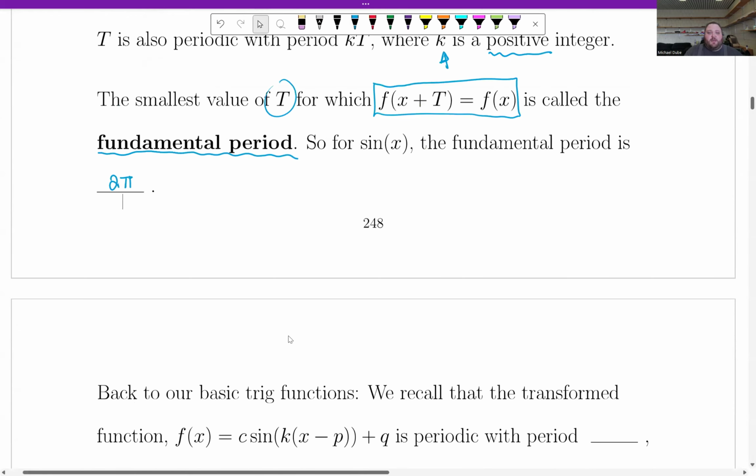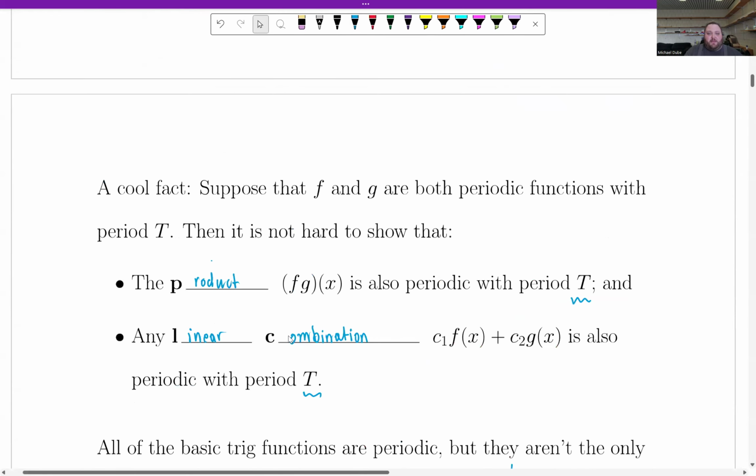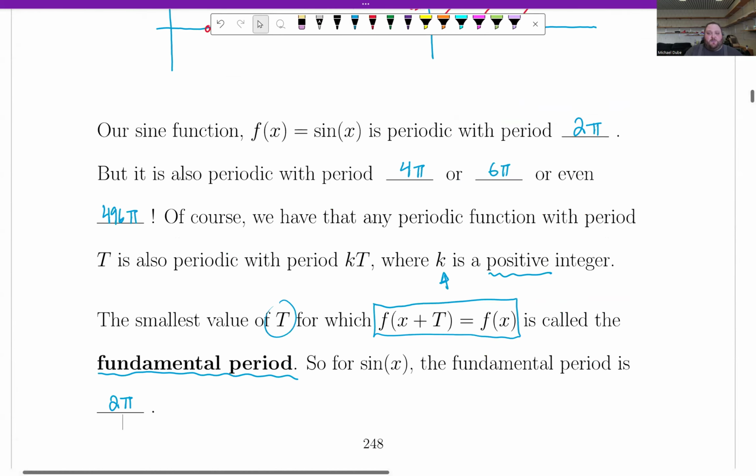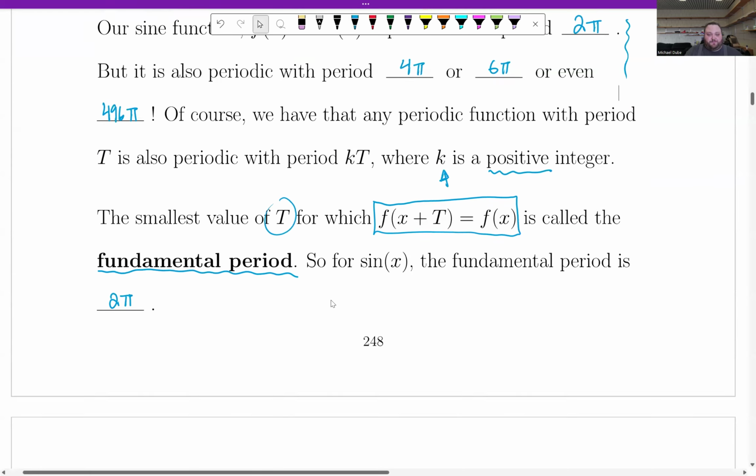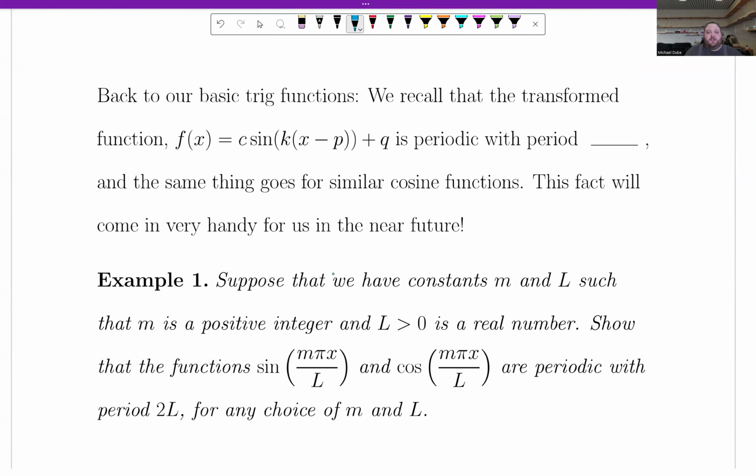Okay, so now we understand a bit more about periodic functions and how we can have multiple periods for a function, and the smallest period that we can find is the fundamental period of that function. Back to our basic trig functions. We recall that the transformed function f of x equals c sine k times (x minus p) plus q is periodic with the period of 2 pi by k, right?